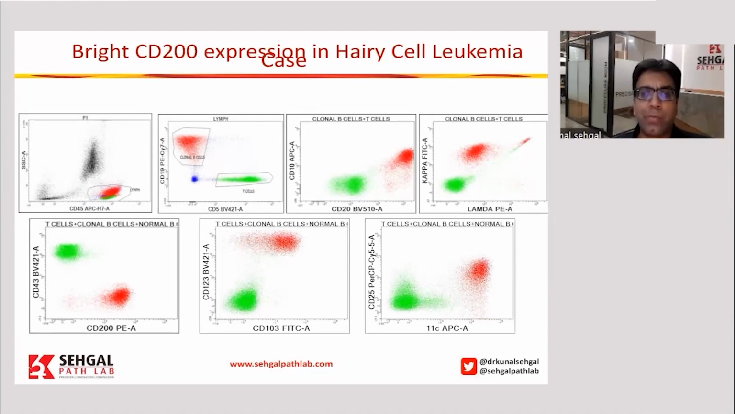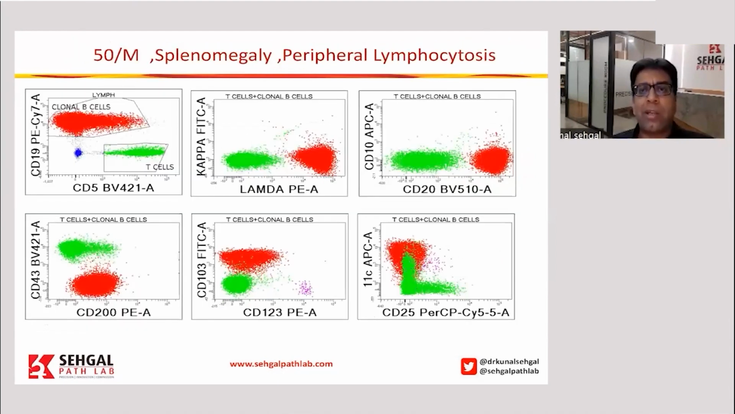And the CD200 bright positivity was a big clue, again emphasizing the role of CD200 in B cell CLPD classifications. And CD123, CD103, CD25, CD11c were all four positive. And we had a classical morphology to label this as a hairy cell leukemia. So the bright CD200 expression is very useful. And in contrast, in hairy cell leukemia variants, that is completely absent.